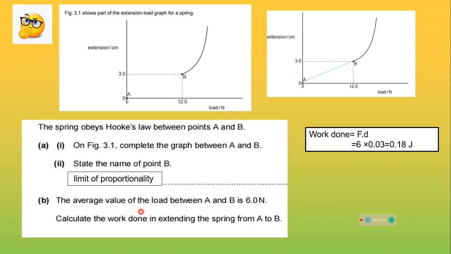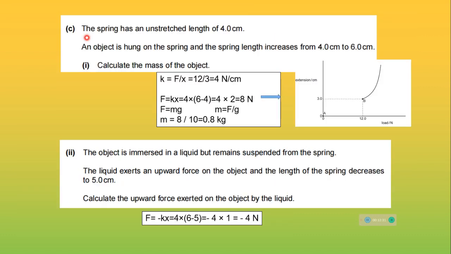The average value of the load between A and B is 6 Newton. So average value is 6 Newton, meaning at A the load is 0. At B it is 12. Average value will be 0 plus 12 divided by 2. So it is 6 Newton. And at this load the extension is 3 centimeter, meaning 0.03 meter. So work done is equal to force multiplied by distance, the extension. It is 0.18 joule.